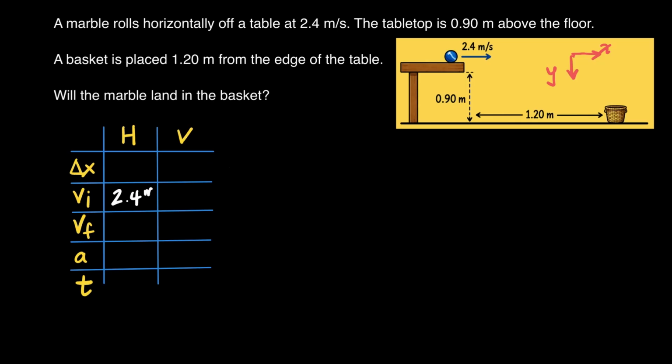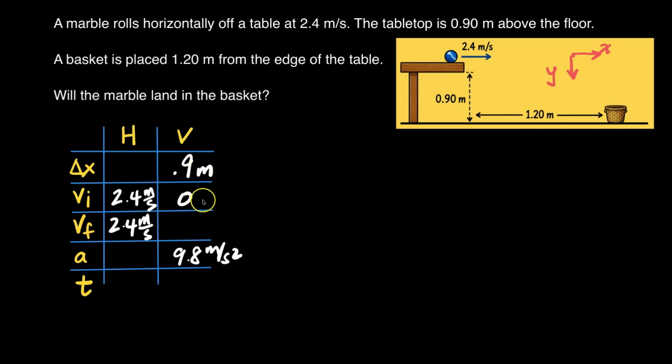Now we're going to fill in our chart. Note that for horizontal motion, there's no acceleration, so the marble is just moving at constant velocity. It says that the marble is rolling off the table at 2.4 meters per second, so that would be both the initial velocity and the final velocity because there's no change in the constant velocity. Vertically, it has a displacement of 0.9 meters, and so that's going to be in this row right here. I know I wrote delta x, but it's displacement. It's also for delta y vertically.